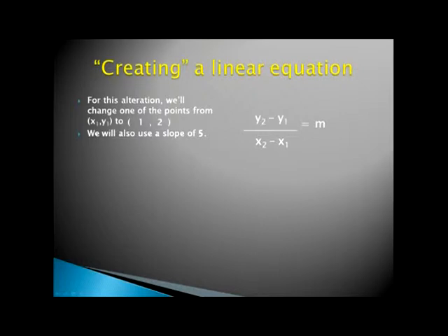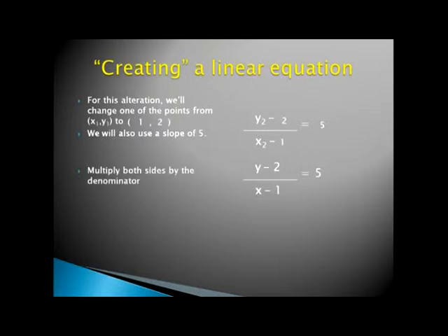In order for us to use the slope formula to do this alteration, we'll need to know one of the 2 points. So we're going to call point x1, y1 the point 1, 2. And we're going to say that the slope, m, is now 5. We now know that we have a line with a slope of 5 that goes through the point 1, 2.